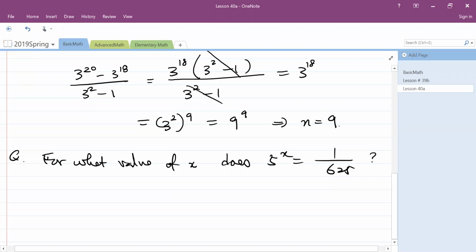There are a certain number of problems like that, and you have to be familiar with this. So somebody give me an answer. X equals 4. Kaden says negative 4 or 4.